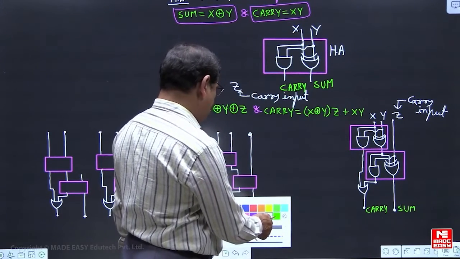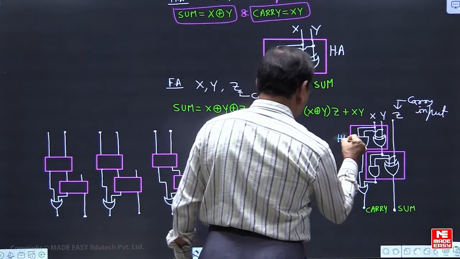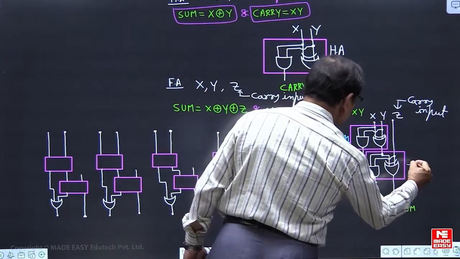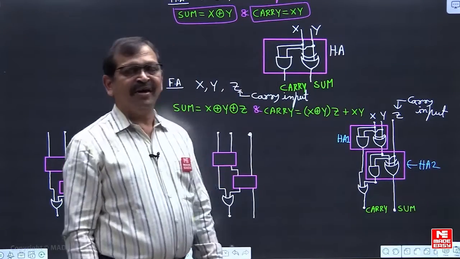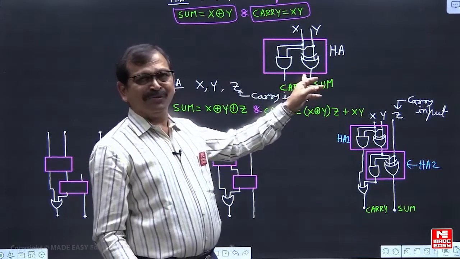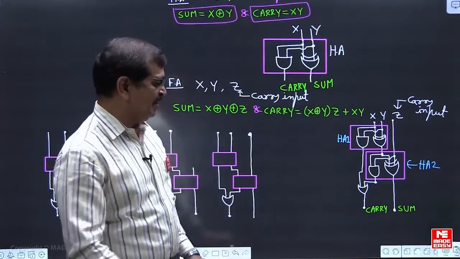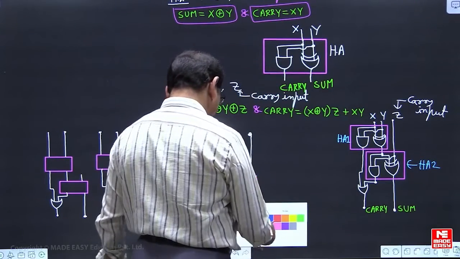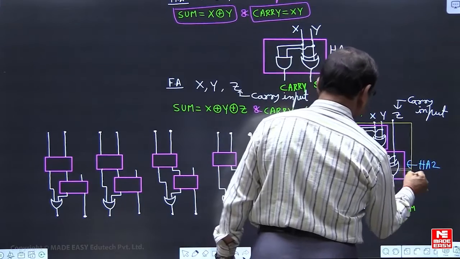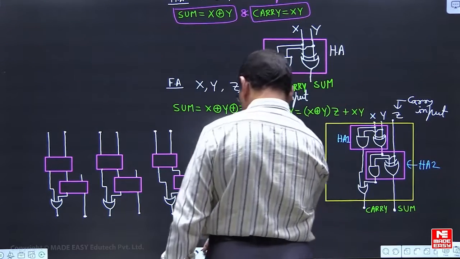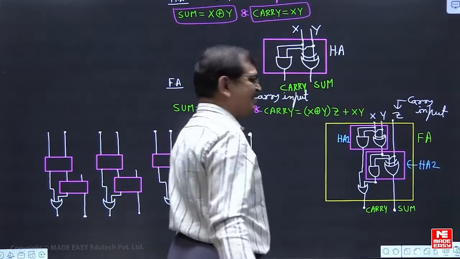So accordingly, this will be half adder 1, and this will be half adder 2. Whenever we have a half adder, the sum is always available from the exclusive OR, and the carry from the half adder is available from the AND gate. All these things together now form a full adder.